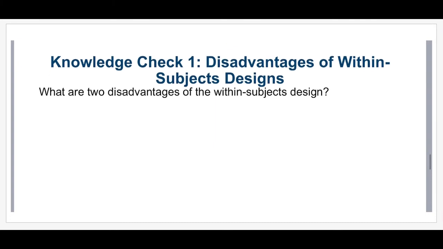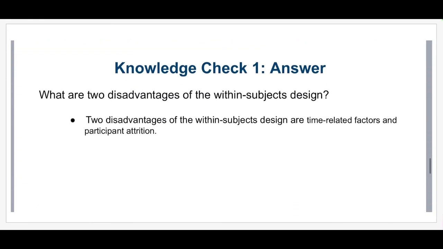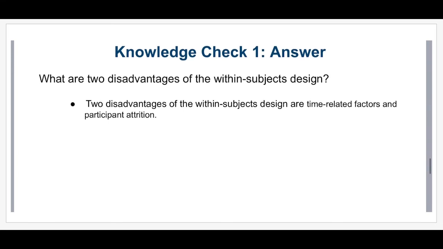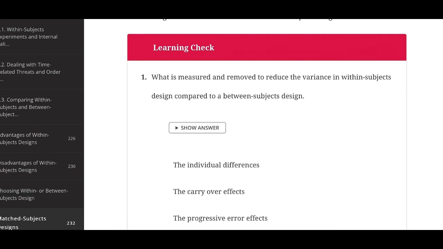Okay, so knowledge check. What are the 2 disadvantages of a within subjects design? Hopefully, we've just talked about that. The two disadvantages are the time-related factors, all of those things we talked about, the history effect, maturation, instrumentation, order effects, and then also participant attrition, them simply dropping out because they're being measured a lot or it's over time and they just end up not completing the study.